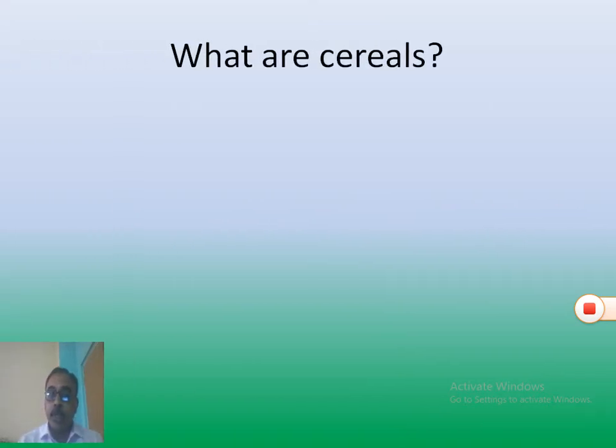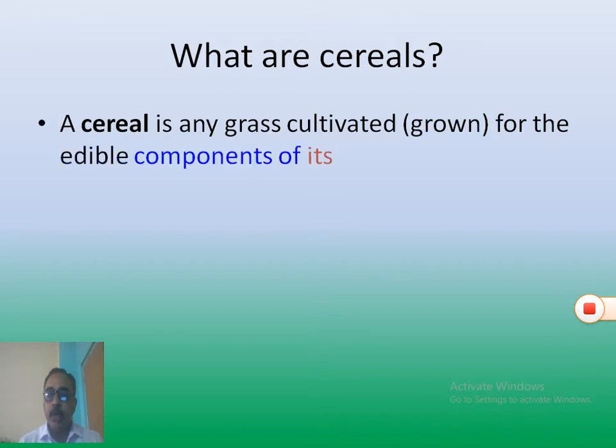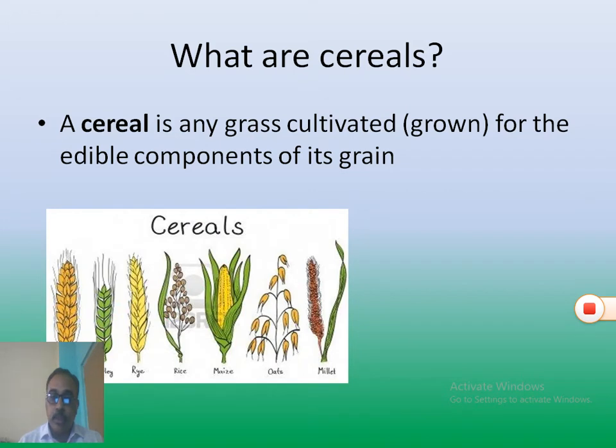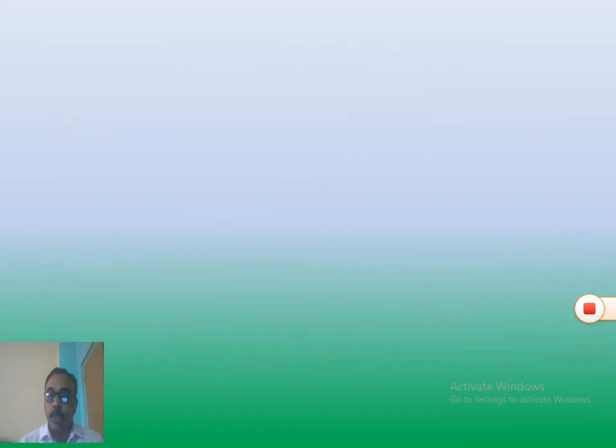So before that, we have to understand what are cereals. A cereal is any grass type of crop which is cultivated or grown for the edible components of its grain. So the grain which comes out of the cereal is edible, which we can eat. If you see this diagram, under the cereals we have different types of crops like wheat, barley, rye, rice, maize, oats, millets. And these are the products of the cereals which we consume every day.